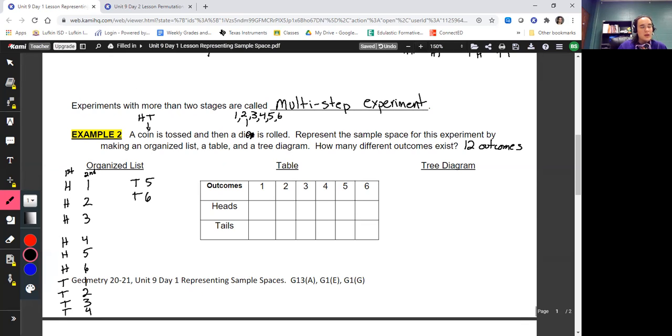So again, when we are dealing with a table, the first thing you do goes on the left. The second thing you do goes on top. So we could have heads 1, tails 1, heads 2, tails 2, heads 3, tails 3, heads 4, tails 4, heads 5, tails 5, heads 6, tails 6.